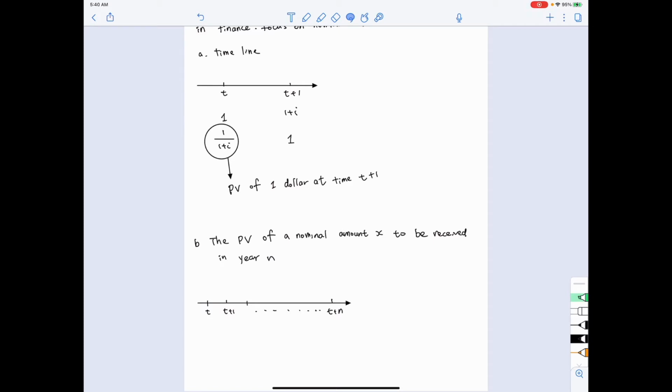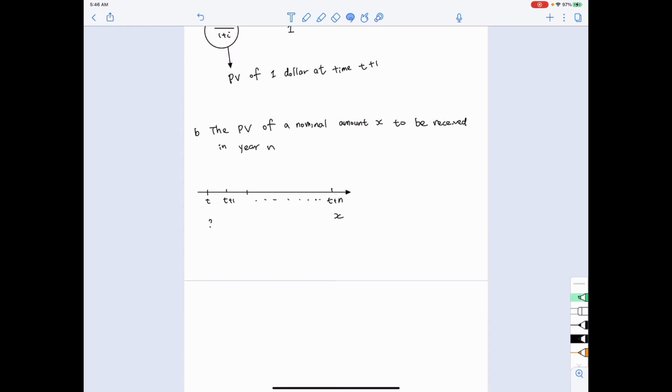We have date t, t plus 1, up to t plus n. We want to know if we have an X amount that occur at t plus n, what will that equivalent to the value at day t, which we call the present value of a nominal amount of X to be received in year N. So to begin with, we know that if we have $1 received at day t, we can put it in the bank, and then 1 period later, for example, 1 year, then you are going to get 1 plus I, because in this economy, we are going to receive a nominal return I.